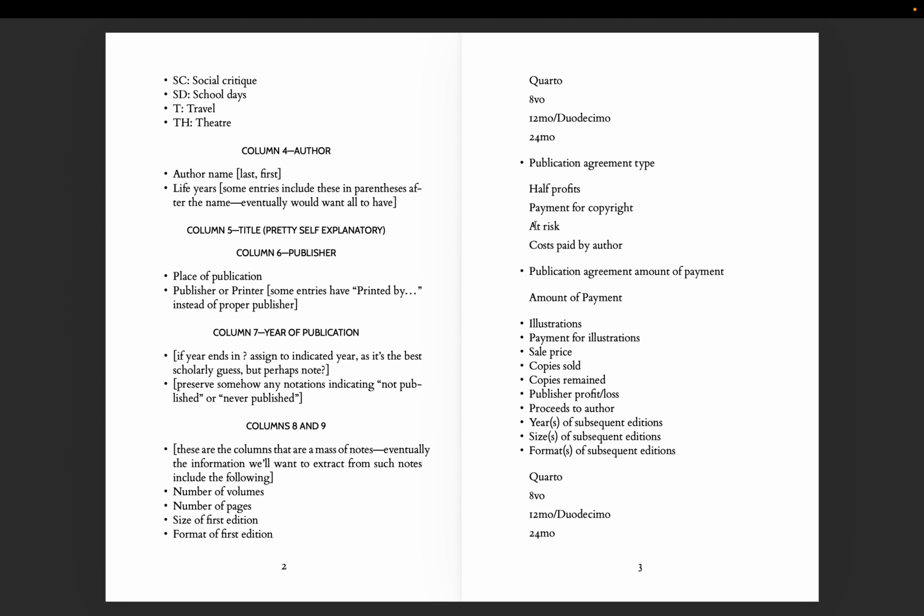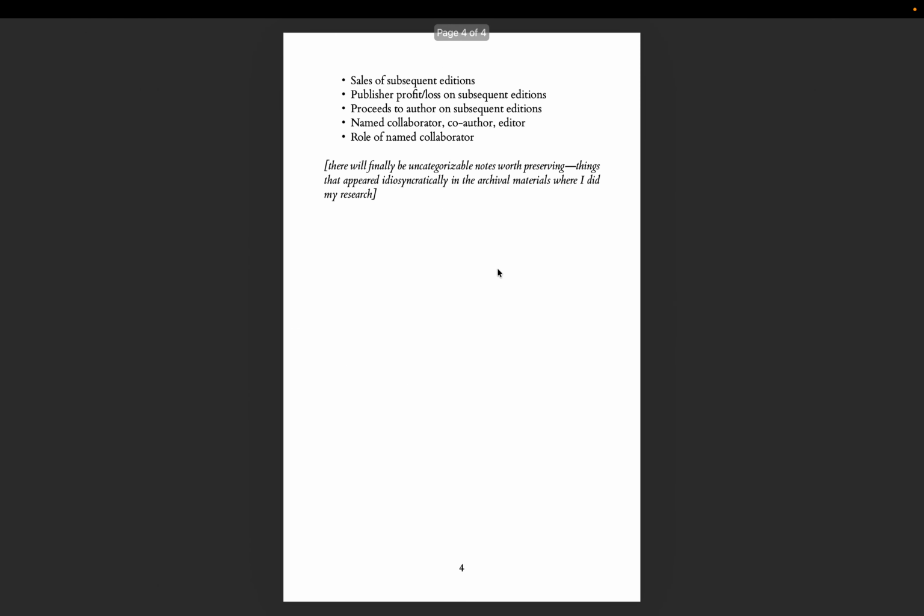The publication agreement type, because it's significant that people made money on this, and so we want to know something about that. There are notes about that and amount of payment and so on, the sales of subsequent editions, profits and loss. All of this information is recorded for many of these. And then there are also some uncategorizable notes that we're just going to call notes.